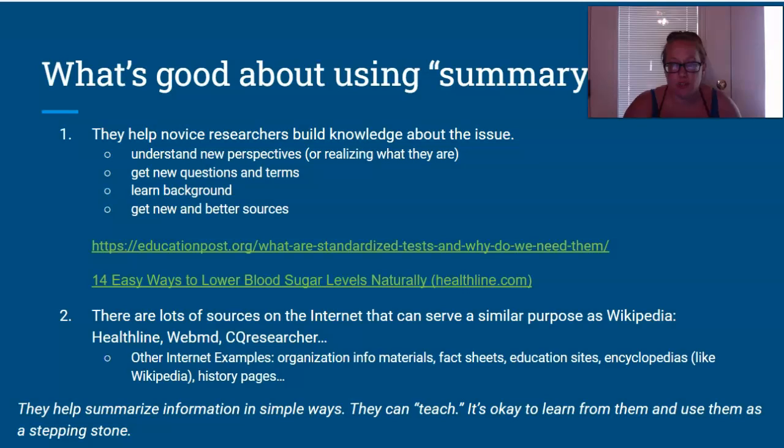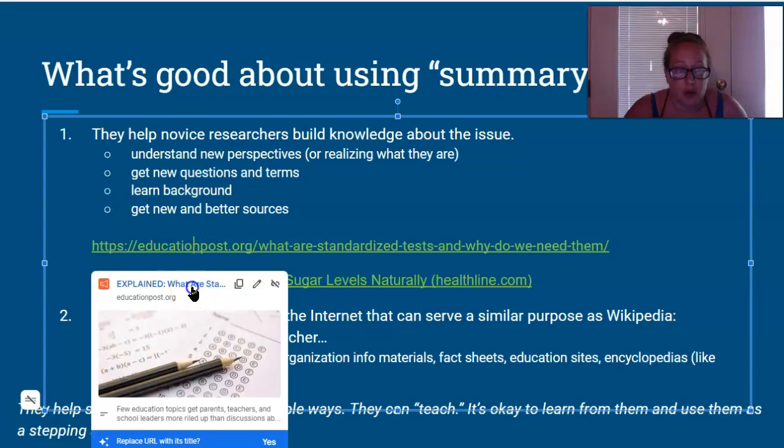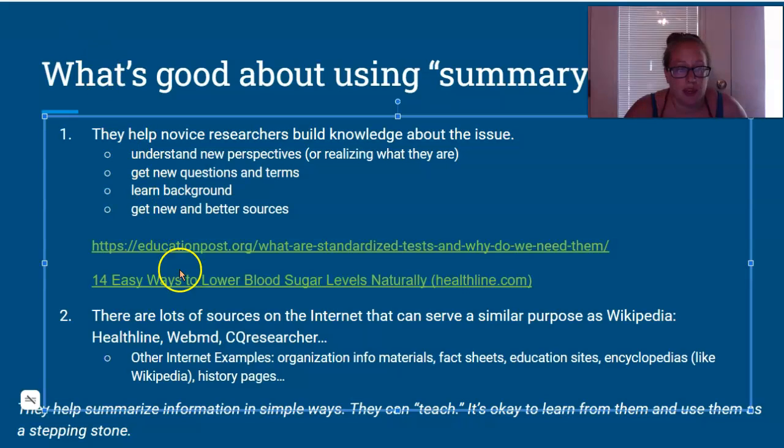First, they help novice researchers build knowledge about the issue, which we just talked about. To break that down, it helps you understand new perspectives or realize what perspectives are out there, getting new questions and terms together for your research, learning background, and getting new and better sources for your research. I'm going to pull up a couple of examples. The first one is from the Education Post, and the second one is from Healthline.